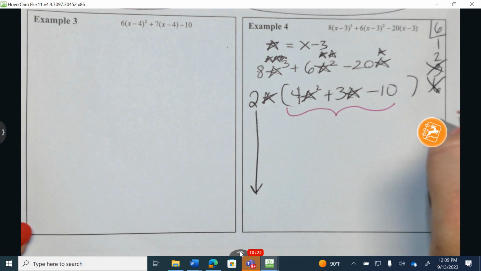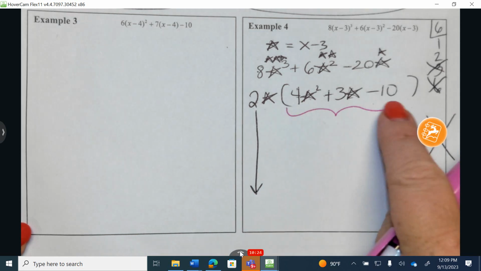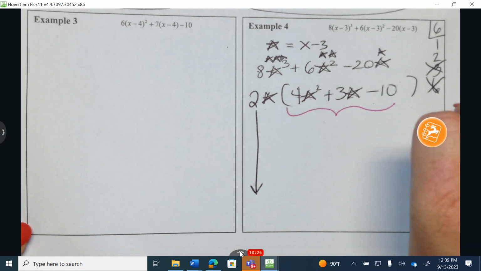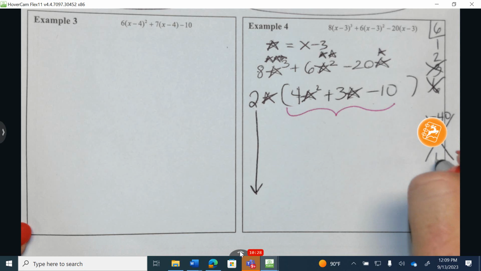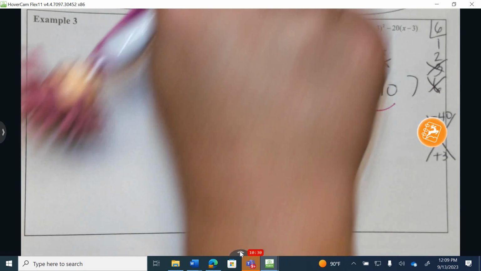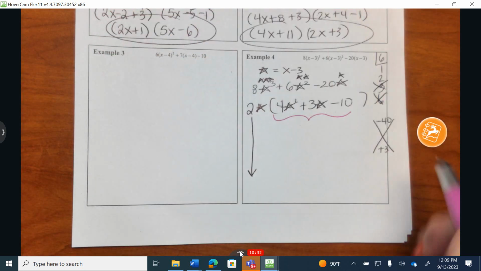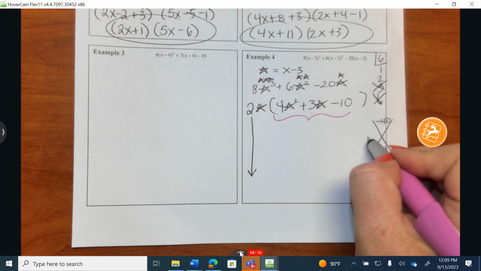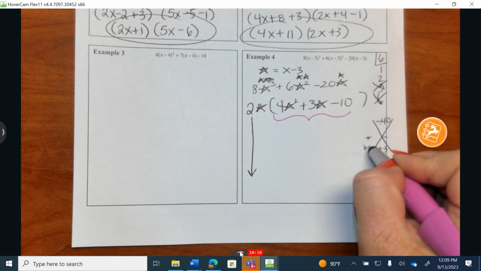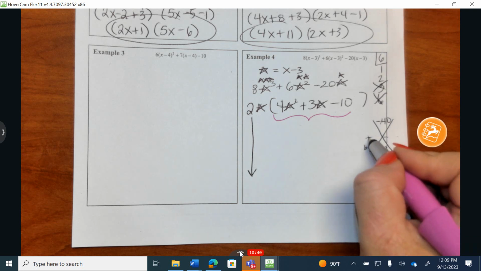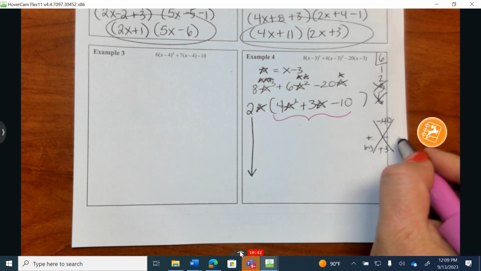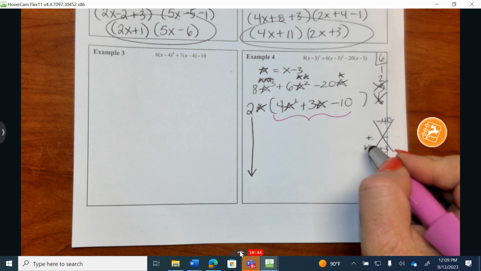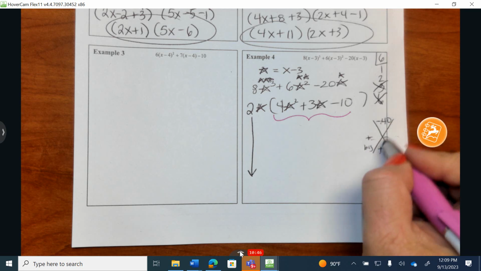Okay, here we go. I'm going to do this off to the side. 4 times negative 10 is negative 40. Let me zoom out so you can see that part. So 1 and 40, this has to be different signs. Different signs, and the larger one is going to be positive. So 1 and 40, no. 2 and 20, that doesn't work. 4 and 10, that doesn't work.